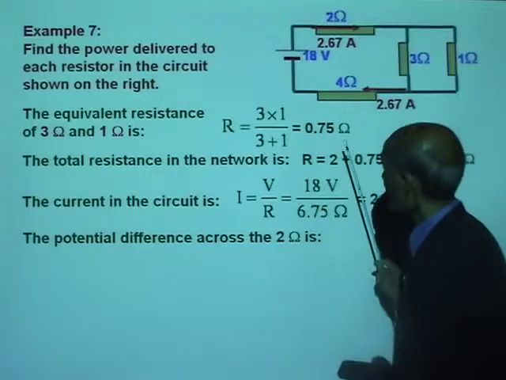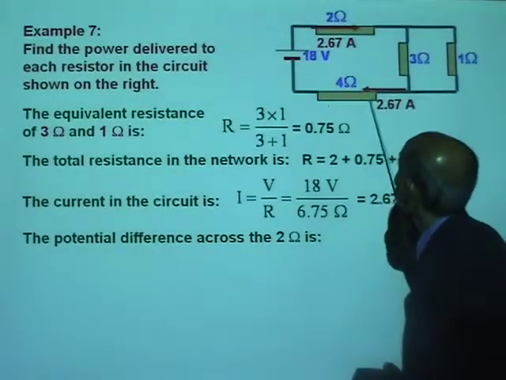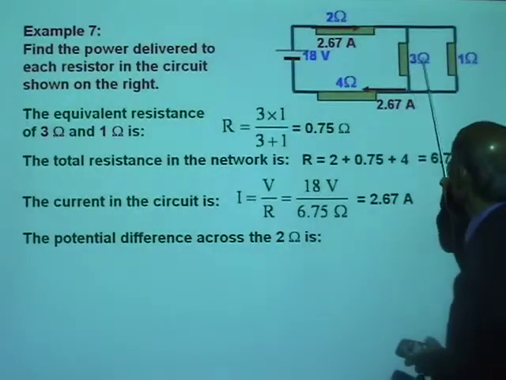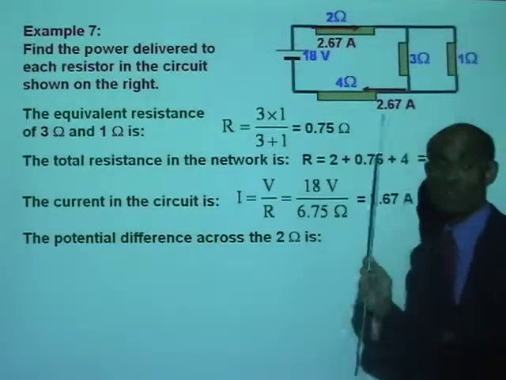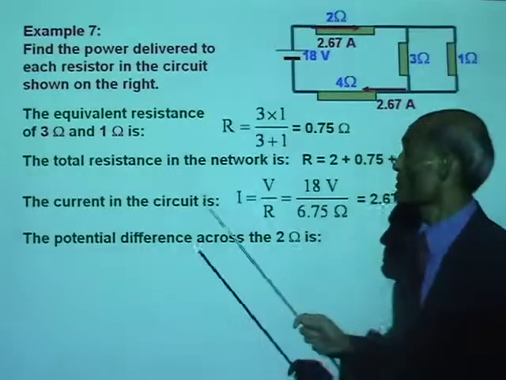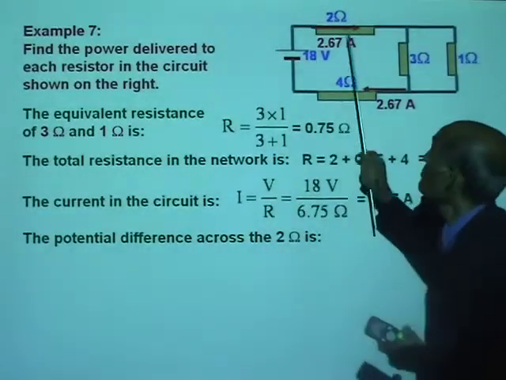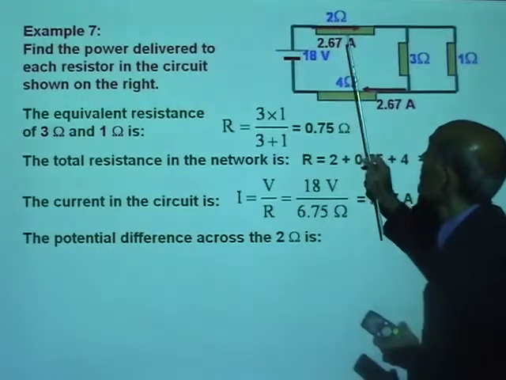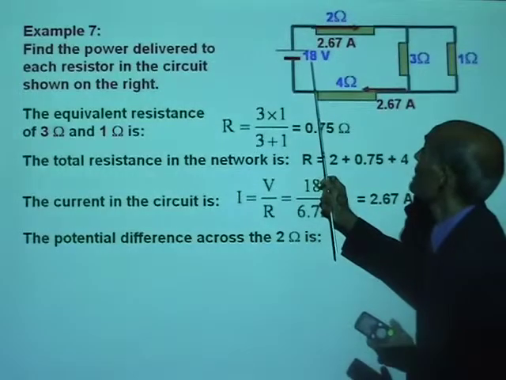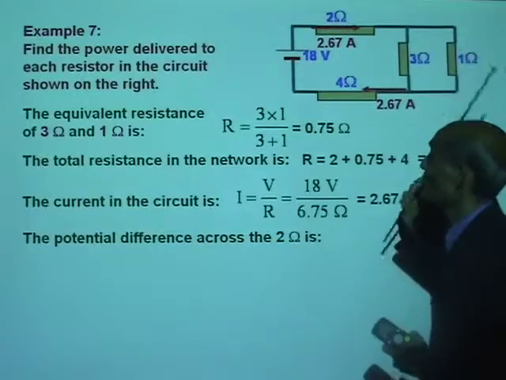Now, let's find the potential difference across each of these resistors. You see, our task now is to find the current in these resistors. In order to do that, we need to find the potential difference. Now, we know that the total potential is 18 volt. If we know the potential difference across the 2 ohm and the 4 ohm, we can take that away from 18, which will give you the potential difference across the parallel combination.